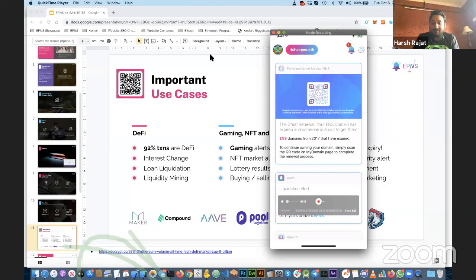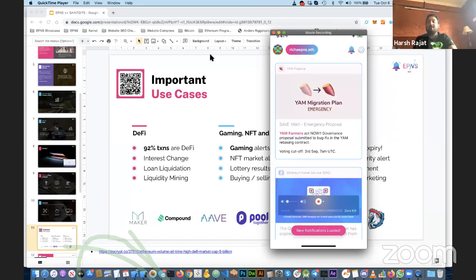In this example, of course, Richa's blockchain domain is about to expire, so ENS can just send us an alert. A lot of governance proposals happen. Robin is also here. He has written an excellent article about how we can really revolutionize decentralized governance. But yeah, if we were there in YAM time, we could have saved YAM.